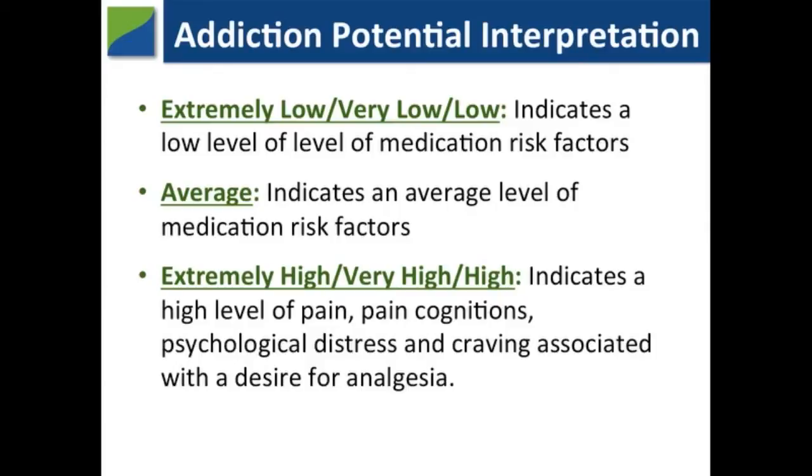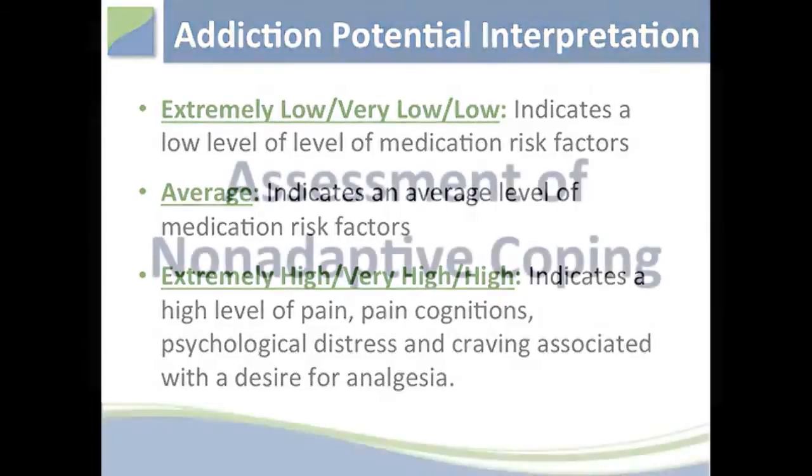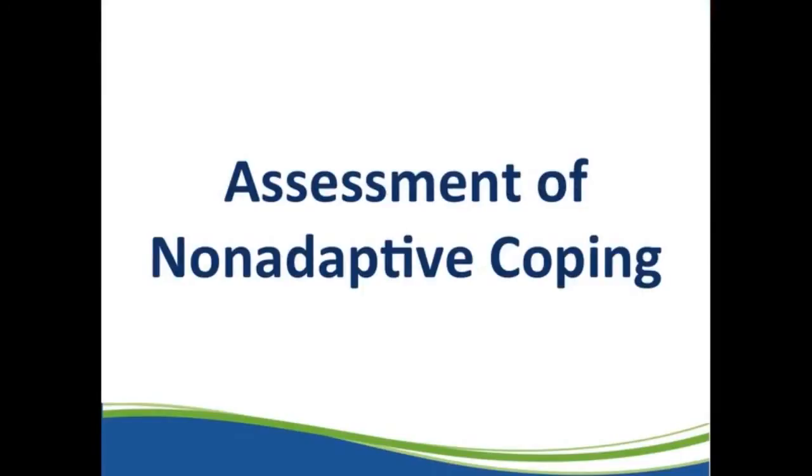The last set of scales on the MIR are scales which are assessing non-adaptive coping. Here again, the MIR looks at two distinct types of non-adaptive coping, catastrophizing and kinesiophobia. Now I should mention that kinesiophobia is sometimes used by different names. It's also sometimes discussed in the context of fear avoidance, but the two constructs are actually quite similar.